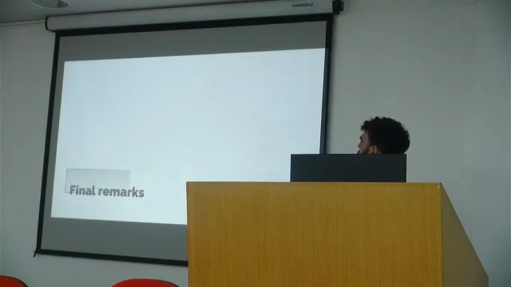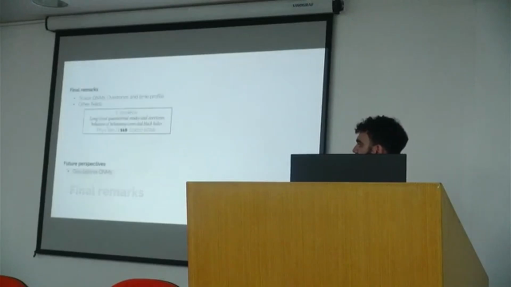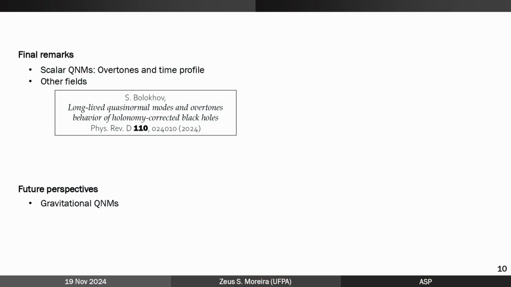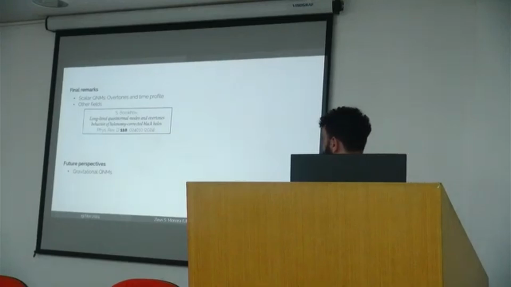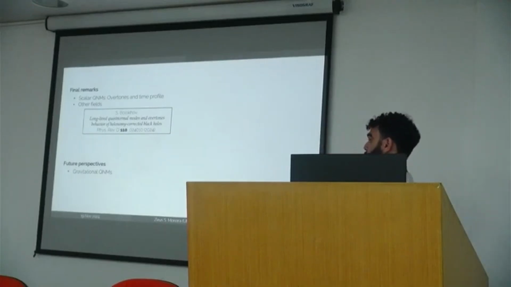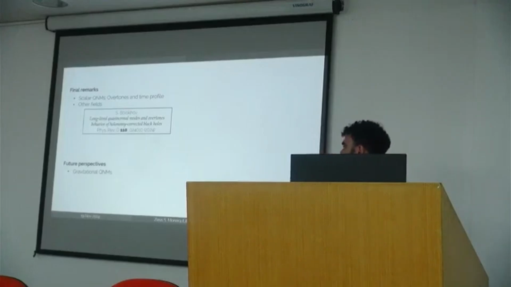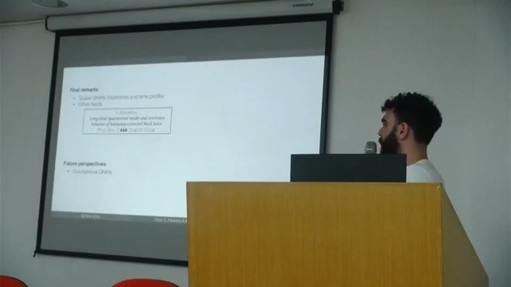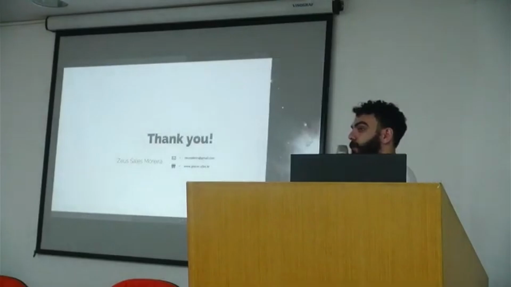So just some final remarks. Basically, we computed the scalar quasi-normal modes of a holonomy corrected Schwarzschild black hole. And we computed several overtones with different methods. We also analyzed the time profile. Other fields were already calculated by this guy here. But the gravitational perturbations were not explored by anybody. So there is still some room for calculation. And that's all. Thank you.